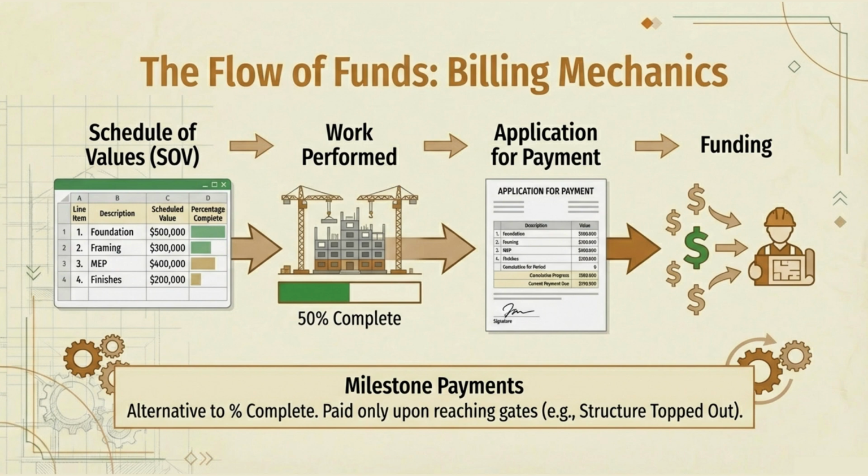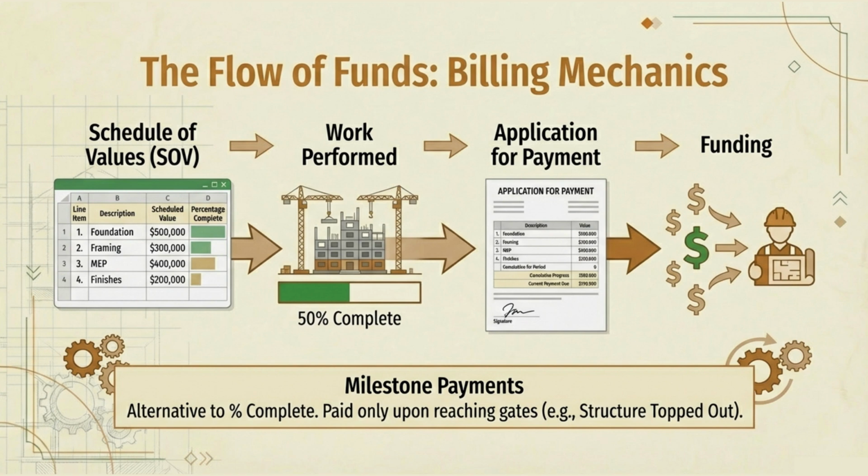Let's follow the money. Because money doesn't just magically appear on a construction site. There's a whole process. Step 1. Schedule of Values, SOV. This is your project budget broken down by line item.